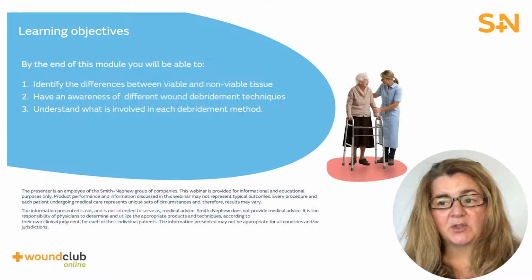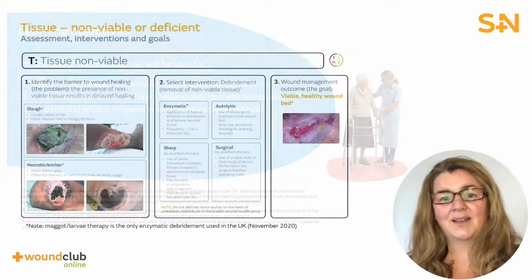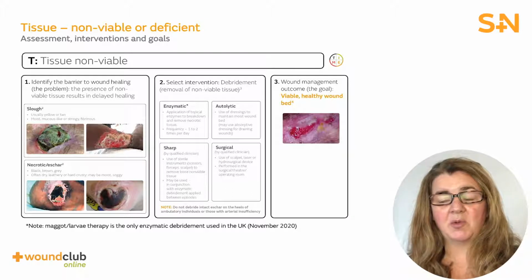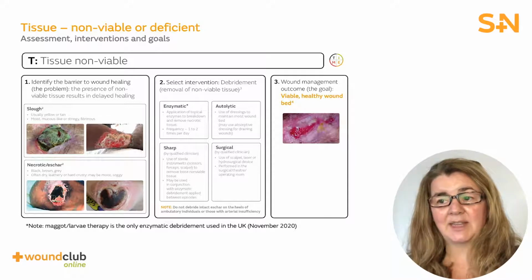By the end of this module, you will be able to understand what non-viable tissue is, how non-viable tissue should be assessed, and recall methods of debridement and how they're used. For this section, we'll refer to the T in TIME: tissue, non-viable or deficient. The goal is to assess for and identify the type of non-viable tissue and establish a plan and goals for management. The presence of granulating tissue suggests a healthy healing wound.